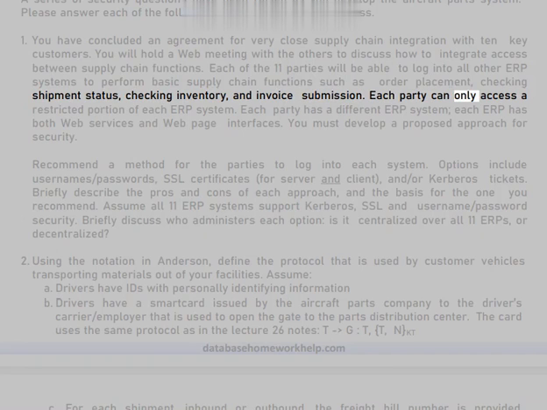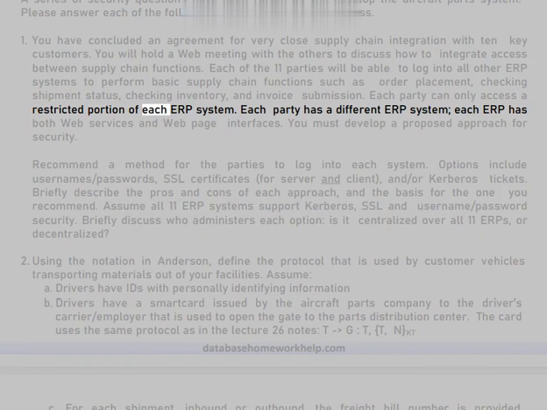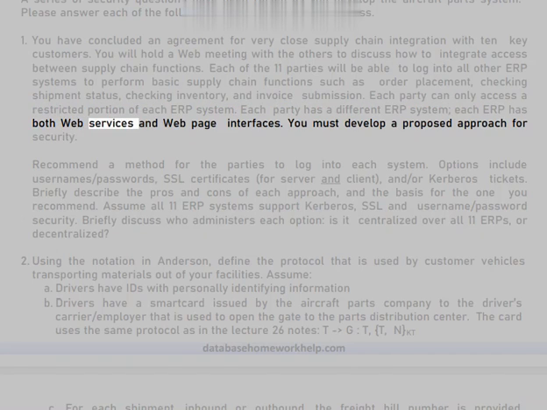Each party can only access a restricted portion of each ERP system. Each party has a different ERP system. Each ERP has both web services and web page interfaces. You must develop a proposed approach for security.